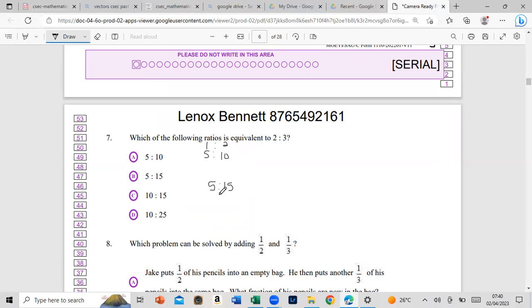Alright, so which number can go into 5 and 15? To break it down, that's 5. 5 into 5, 1. 5 into 15, 3. That's not 1 to 3, so we can eliminate those already. Let's go to this one now.